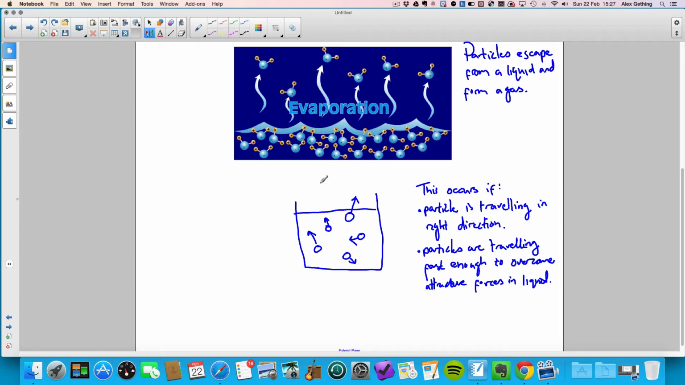Another point I want to make is clearly this particle, if it does move away from the liquid, is taking energy with it, okay, and because it's taking that heat energy away from this body of water, that's going to cause that water to cool down. Okay, and this is exactly what happens when we sweat during exercise.